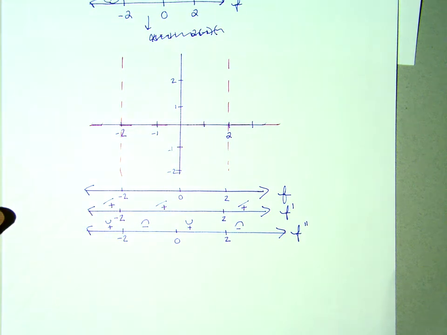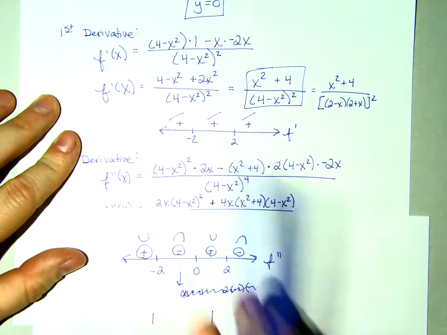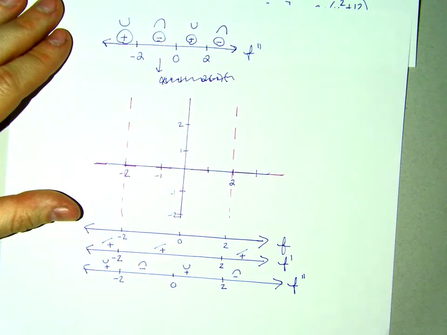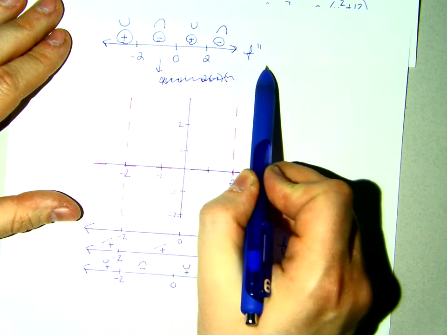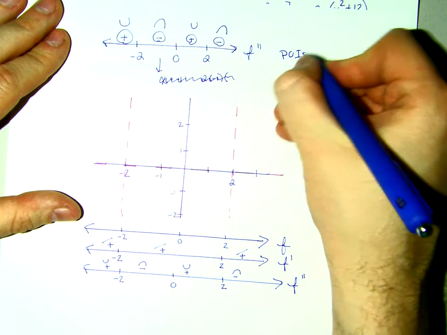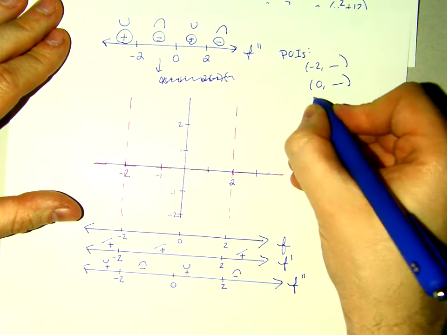You guys realize why we didn't have any maxes or mins, right? Yes. Here's our number line. Do you see why there are no maxes or mins? Okay. Are there any points of inflection, though? Possibly. Yeah. Not possibly. I can look at this and know where they're going to be. Yeah, there are. There are points of inflection at negative 2 comma something, 0 comma something, 2 comma something.